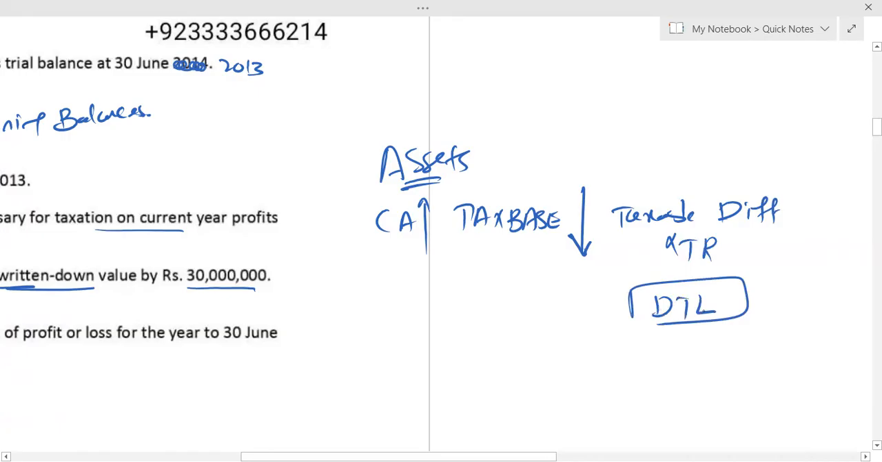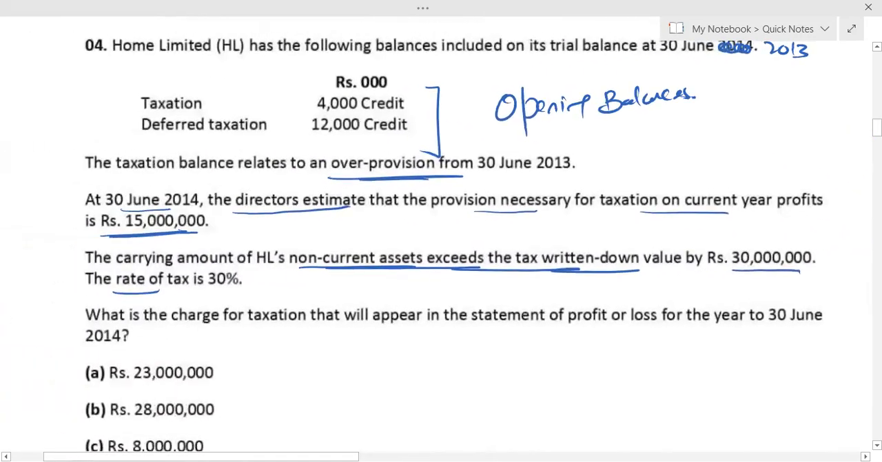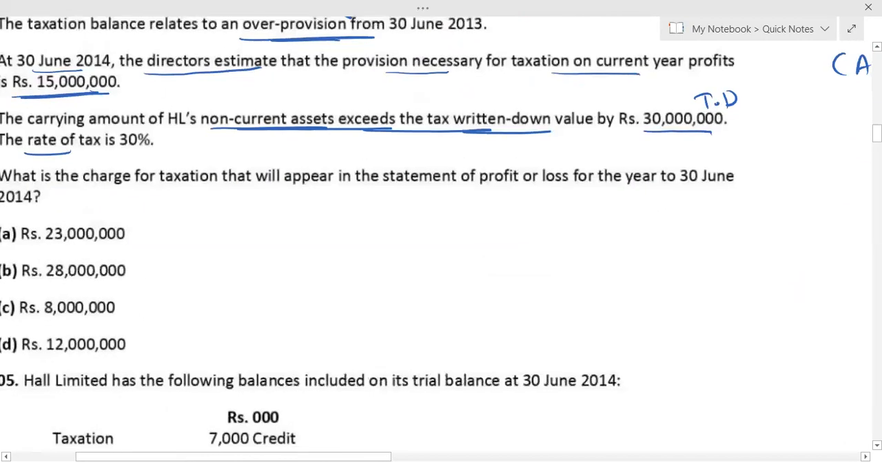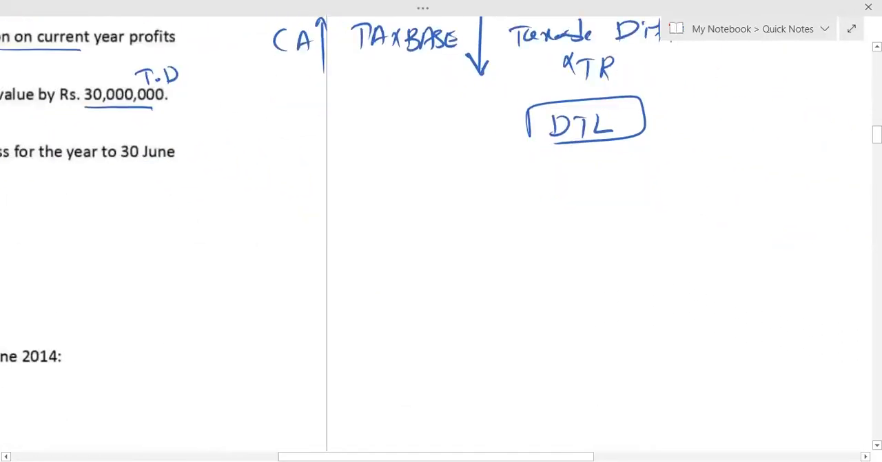In case of assets, when the carrying amount is more than the tax base, the difference is the taxable temporary difference, and the taxable temporary difference multiplied by the tax rate gives us deferred tax liability. So they have given you a taxable difference of 30 million. What is the charge for taxation that will appear in the statement of profit and loss? Fine. We need to just find out income tax expense. Let me first calculate the closing deferred tax liability for you. We are ignoring 3 zeros.